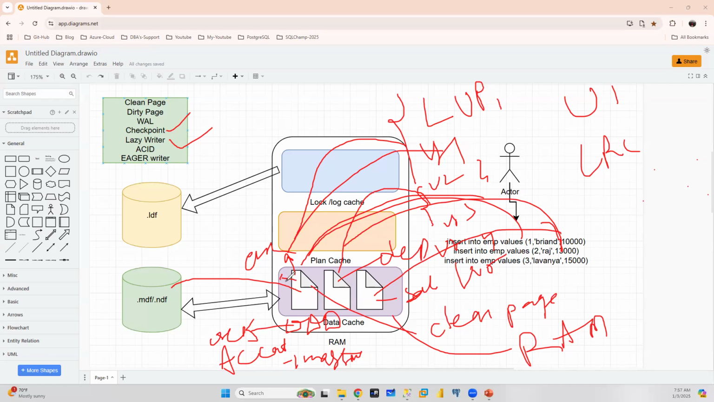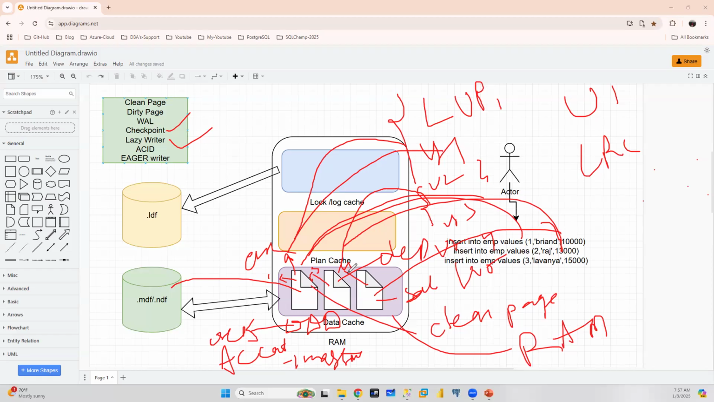Like one time this page has been used, 2 times the page has been used, 3 times the page has been used in the buffer. So in the buffer, it is keeping a count of how many times the pages in the buffer are accessed by different users. Are you getting my point, everyone? See, what SQL is doing: SQL is copying the pages from MDF to cache or NDF to cache.